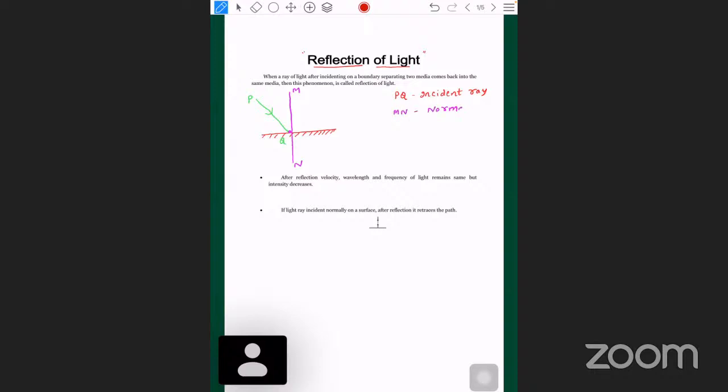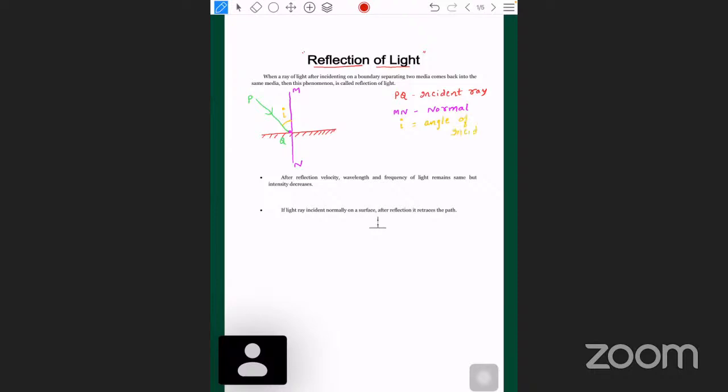What is that MN called? Normal. Yeah, it is a normal. Normal means you always have to draw a perpendicular line to the mirror. Then there is an angle made by the incident ray with the normal. The angle made by the incident ray and the normal is denoted with small i. That i is called the angle of incidence.